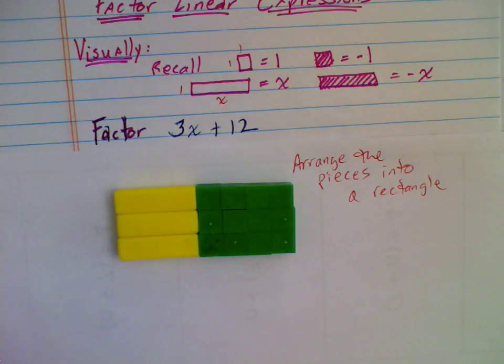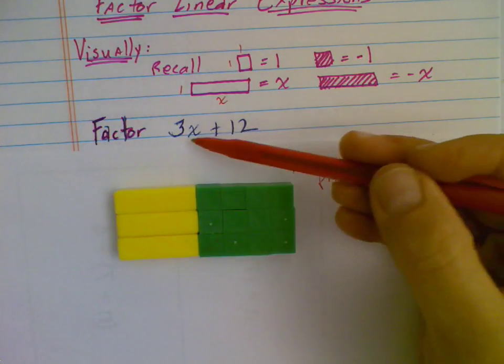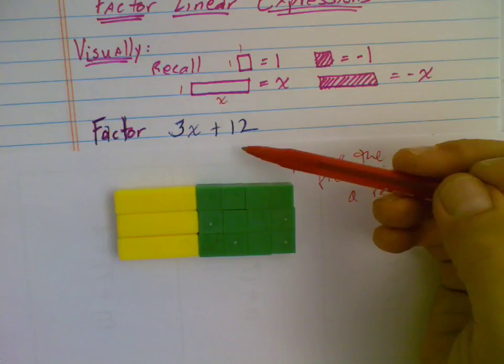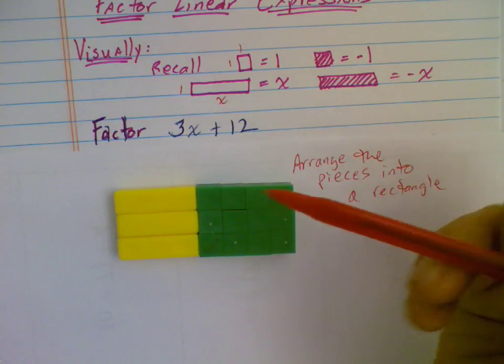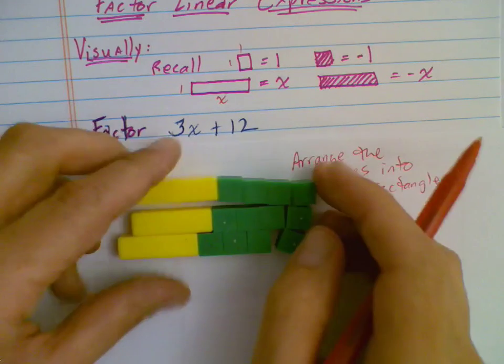This is what I'm after. So this is my 3x's and my 12 pieces. I'm going to use this now to factor 3x plus 12, because that's what's represented here. What I want to do is look at my sides, and when I look this way, I'm making a mess of things.